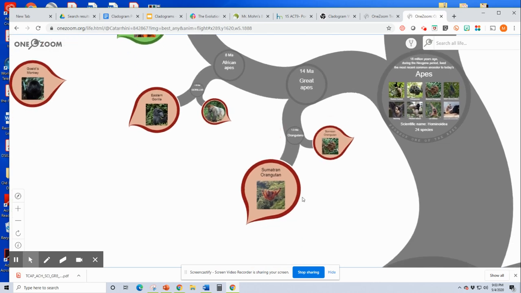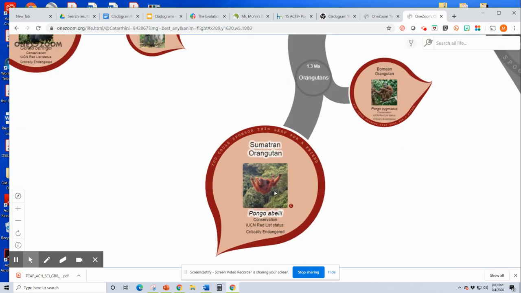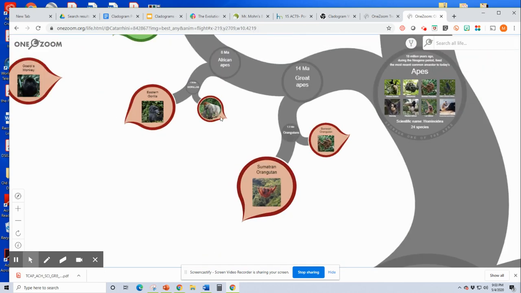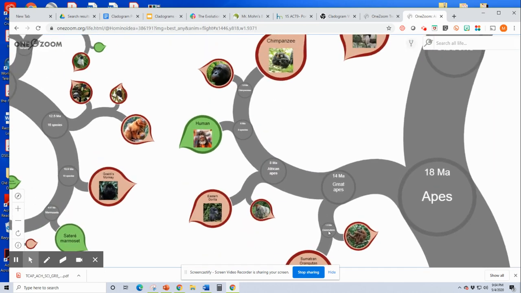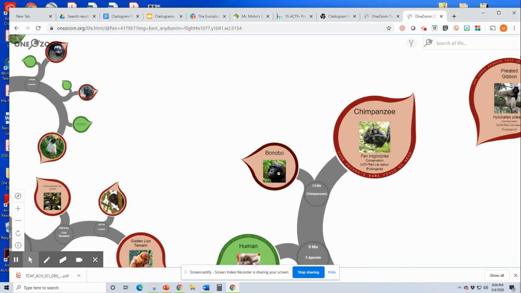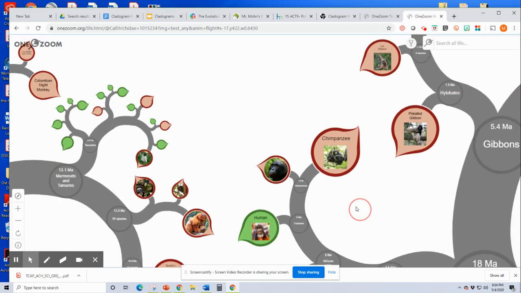I got to go down and look at this guy. Look at that. This is cool. If it's in red, it means it's an endangered species, by the way. Some of those continue to evolve into our little gorillas, and then we have our humans, our bonobos, and oh, there he goes. He's endangered too, and our chimpanzees.